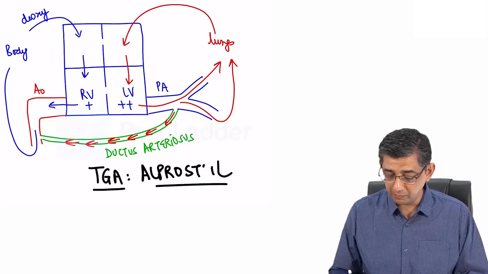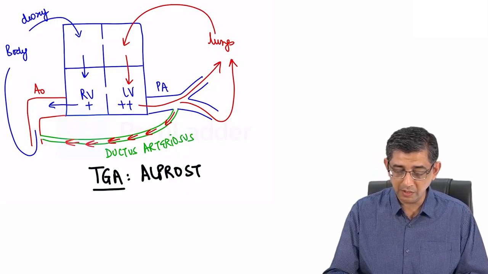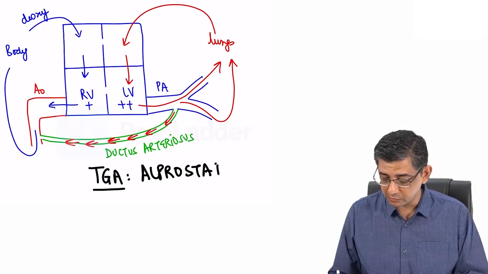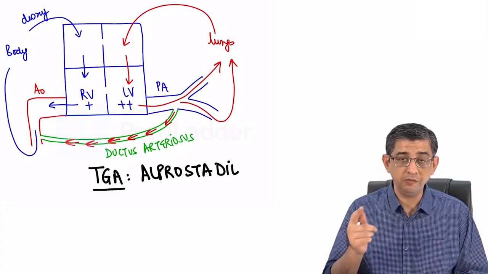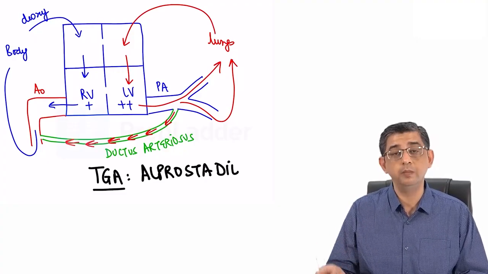In fact, I repeat my facts once again, guys. Please appreciate that in a person who's having transposition of great arteries, the way I've shown before you, the blood is going to go not from the aorta to the pulmonary artery.